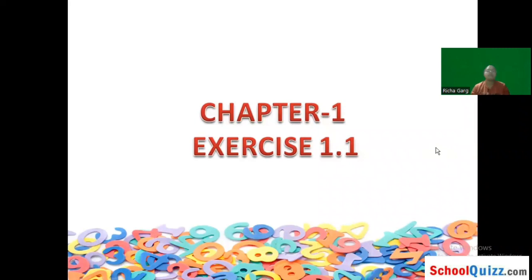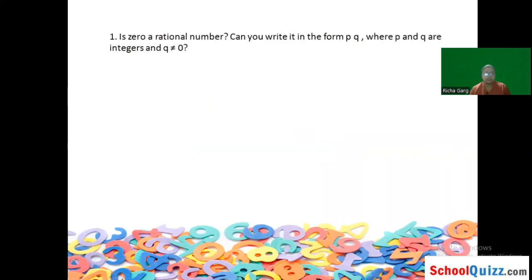So today we are going to start with chapter 1 exercise 1.1. We have discussed all the concepts in the last videos. Please go through it. Okay, and now we are solving the questions from the NCERT book. So let's start with the first question.